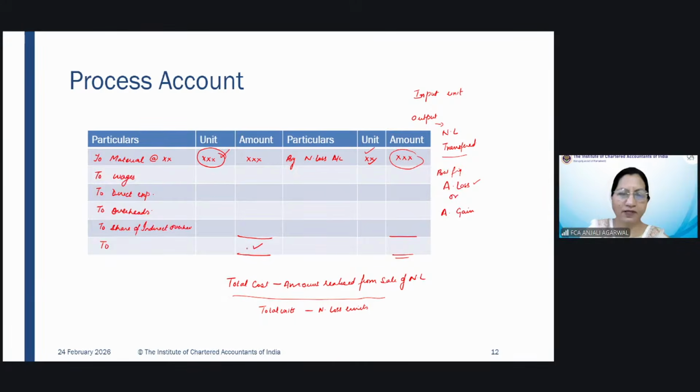Then you don't write this first. Then you have to create another account here on the debit side, abnormal gain account. And some units will also appear here. And after that, you will take the total of all this only, not the abnormal loss. Okay?